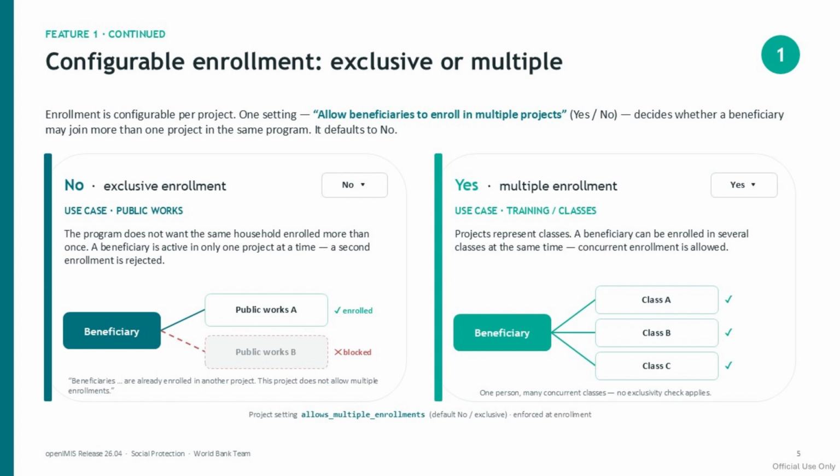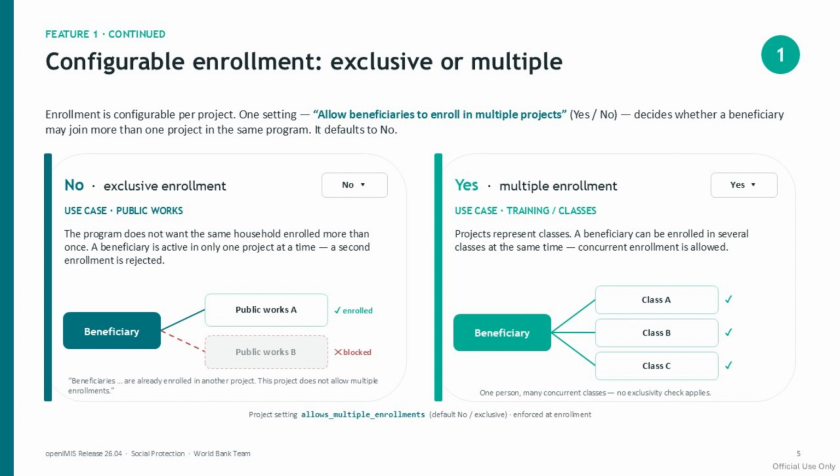On the other hand, for trainings or classes, a beneficiary can be allowed to enroll in multiple classes, and in this case you don't want your project to be exclusive, so you can allow multiple enrollments. This is so that the enrollment is clearly defined at the project level, and you don't have to do deduplication after the fact. Next slide, please.